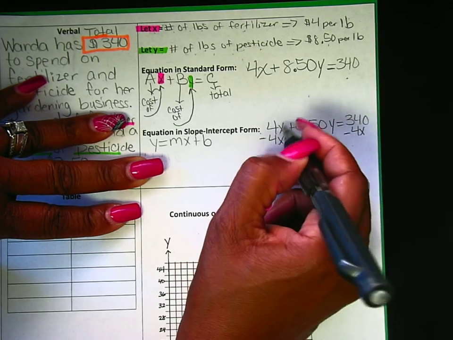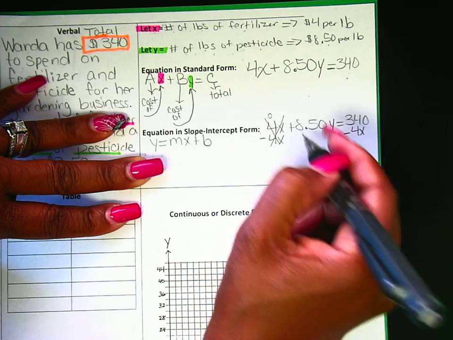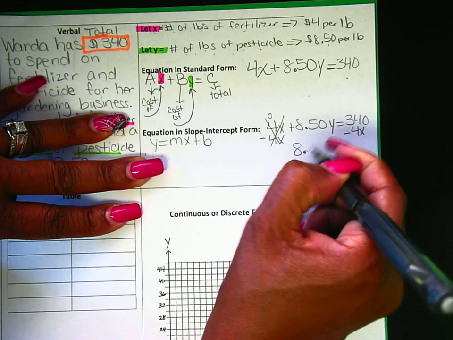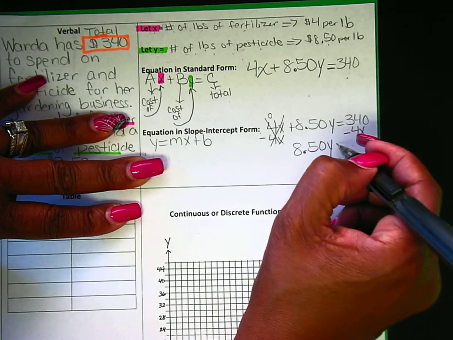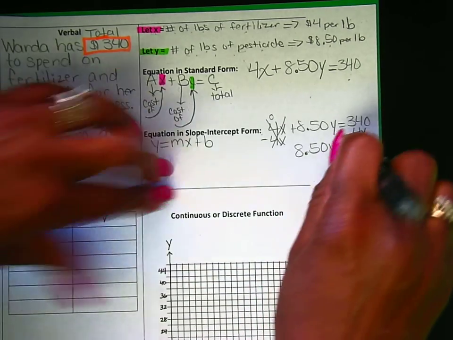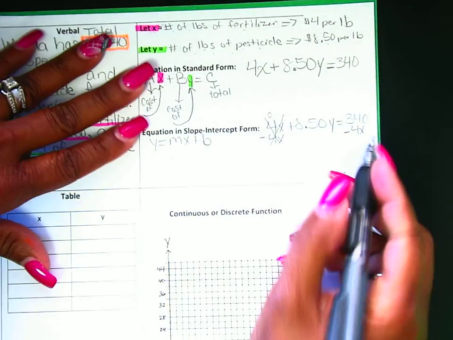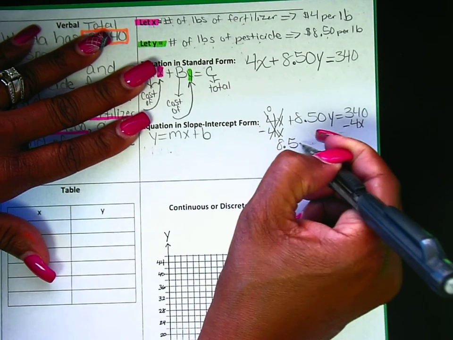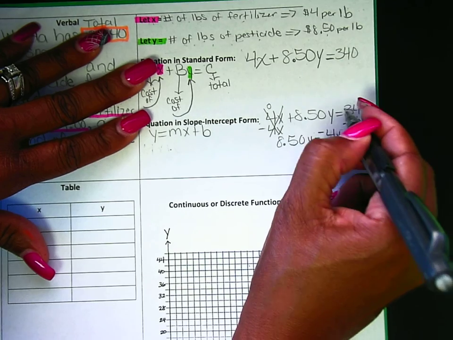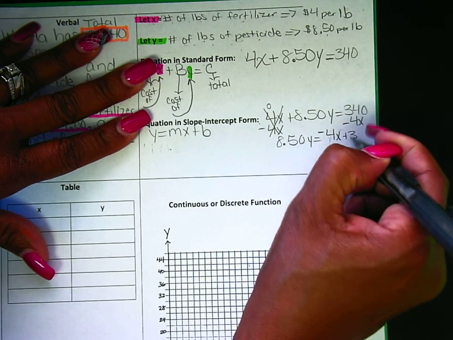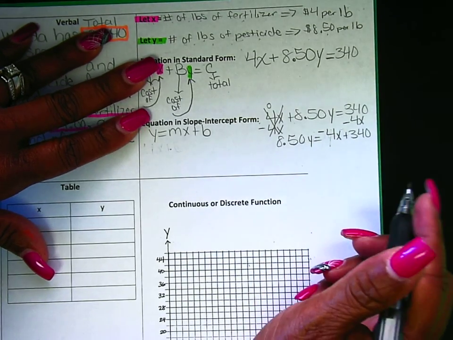Subtract 4x, add its inverse, sum is 0. That leaves me with $8.50 times Y, the Y term, equals negative 4x. Yes, you got it. Write it down. There you go, negative 4x. Write that x term first. Plus, that's a positive 340. She doesn't want to have a negative 340.